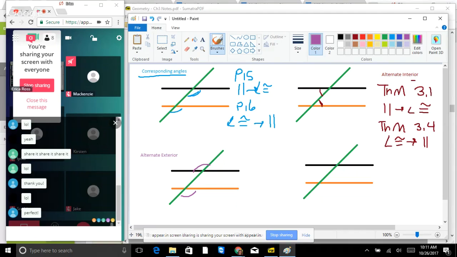All right, alternate exteriors are covered in theorem 3.2 and theorem 3.5. Okay, these say theorem 3.2 says if our lines are parallel, then our alternate exterior angles are congruent. And theorem 3.5 says if our angles are congruent, then the lines are parallel.